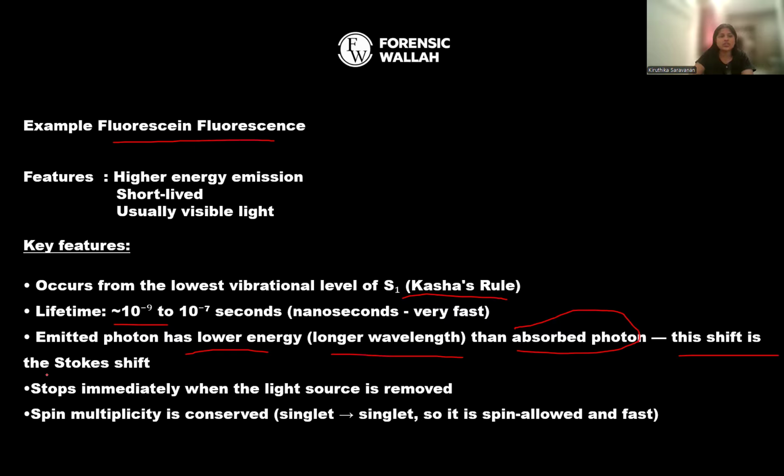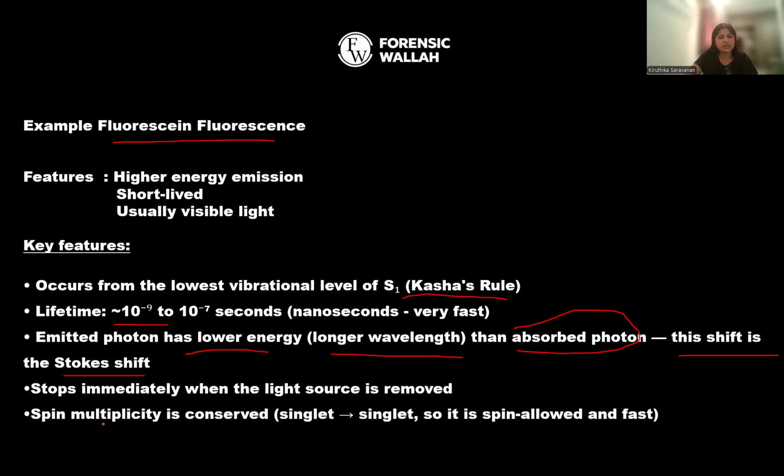So this particular shift is called the Stokes shift. That means the emitted photon has comparatively less energy and a longer wavelength than the absorbed photon. This particular shift is called the Stokes shift. And this particular reaction is short-lived because it stops immediately after the light source is removed.